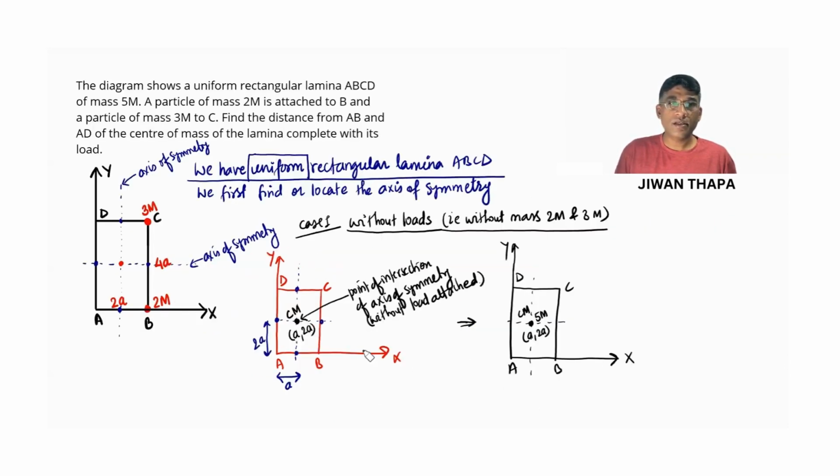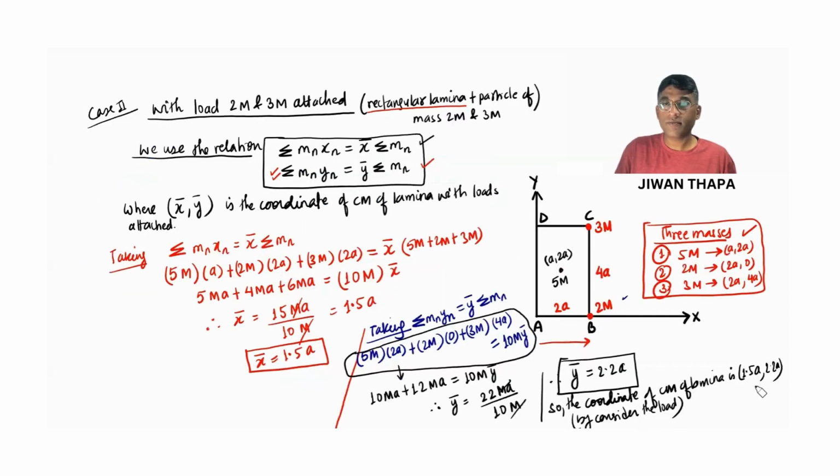Now we can see we are asked to find the distance from AB. So we need to find the distance from AB, and we need to find the distance from AD of the center of mass. So we have this. So this is the distance. We can see from this diagram. So let me erase this. This is twice A. AB is twice A.